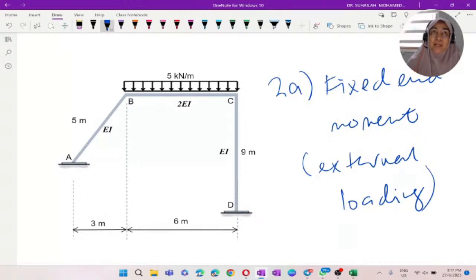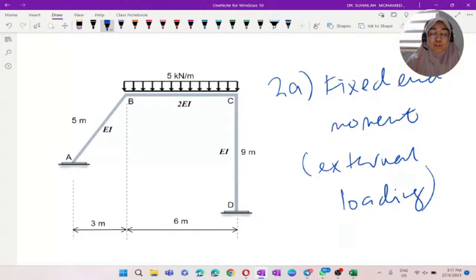Basically there are two types of fixed end moment, and under step 2A we will only consider the fixed end moment due to external loading only.